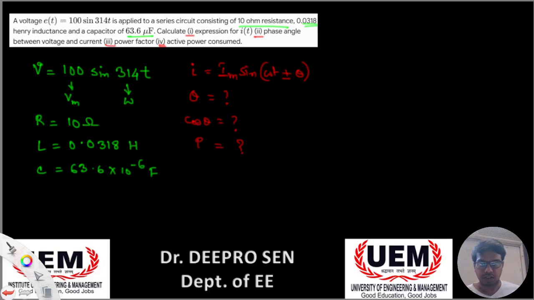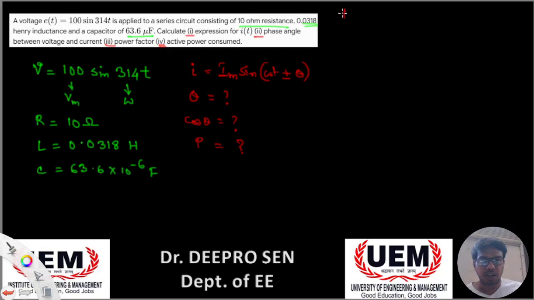So first, how to approach the problem. You can see that if omega is 314 radians per second, then we can calculate XL and XC from the L and C values given. So first let us do that, because without that we won't be able to calculate the Z or the impedance, and if we don't calculate Z we won't be able to find out the value of I by applying Ohm's law. What I just said, I will just write it down.